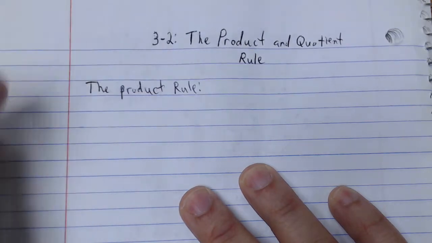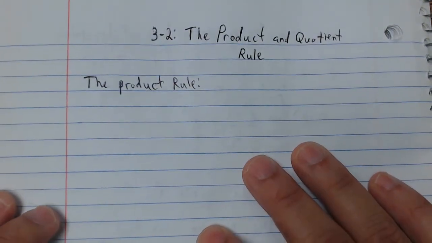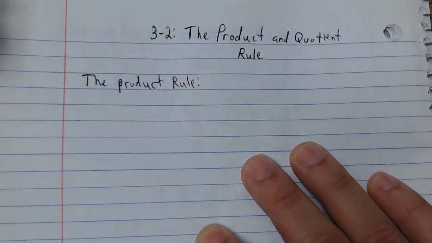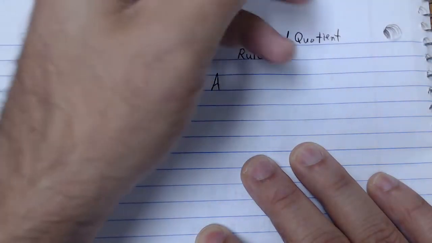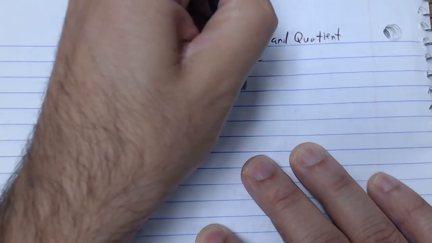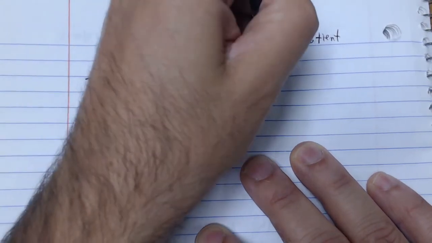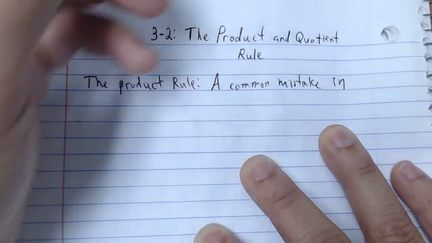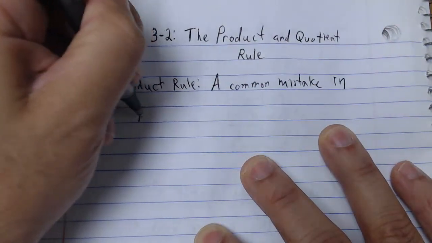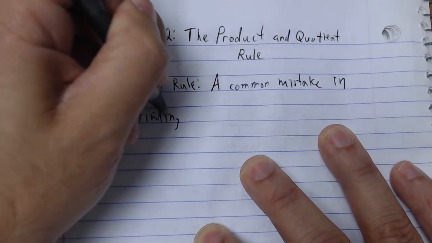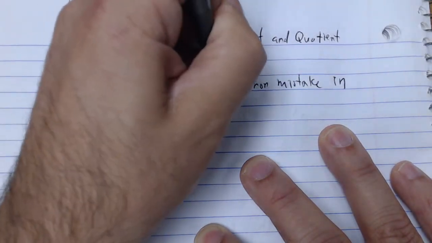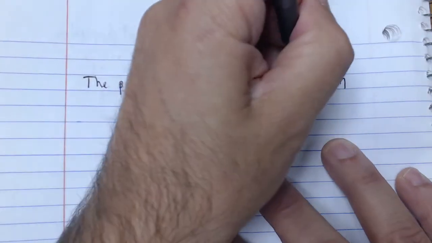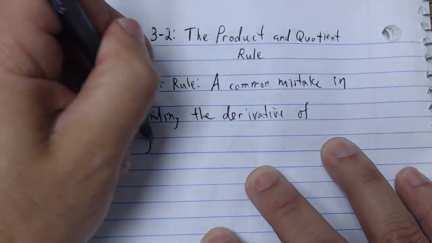If we're talking about the product rule, let's first talk about a common mistake that people make, and then I'll give you the rule. A common mistake in finding the derivative of the product of two functions.